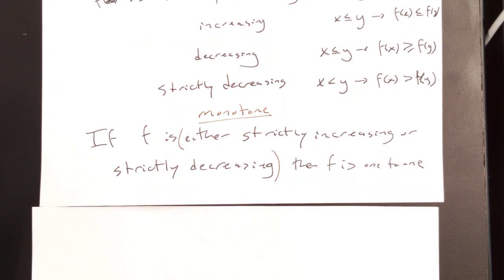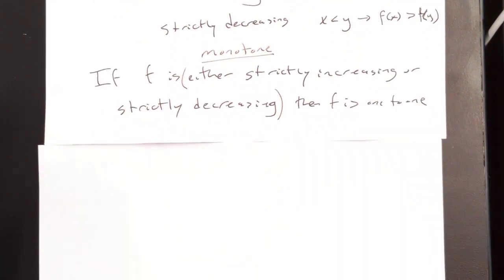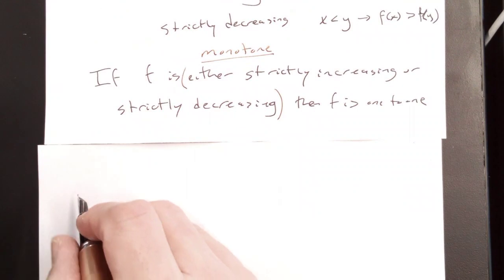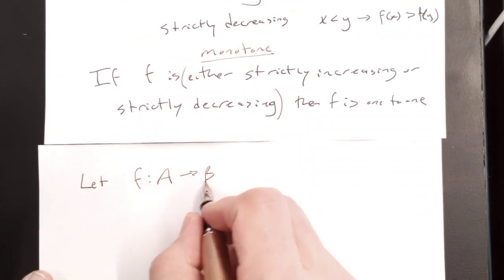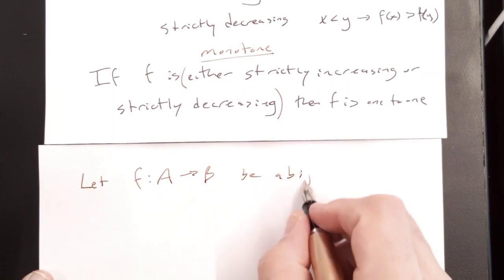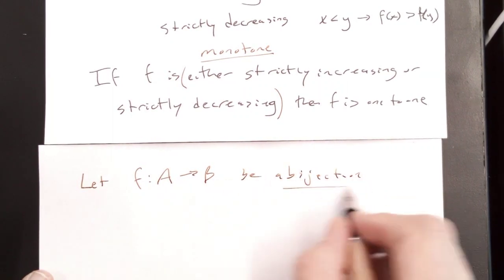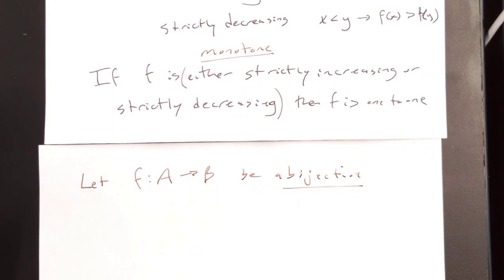Okay. I've managed to avoid the word up until now. What's an inverse? A function only has an inverse if it is a bijection.